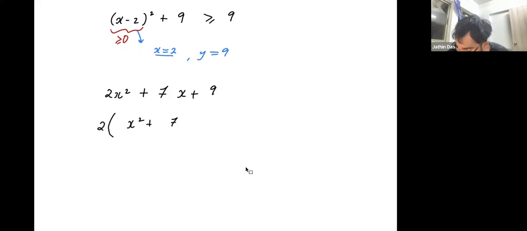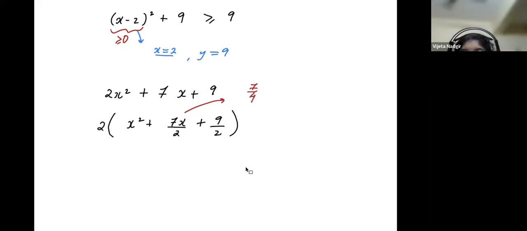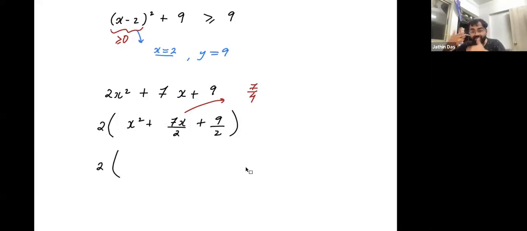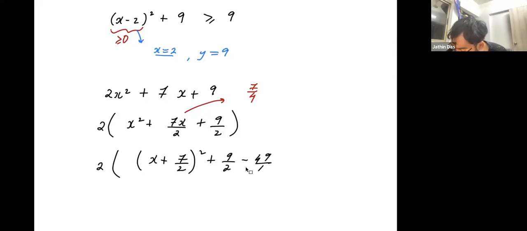So x square plus 7x by 2 plus 9 by 2. Now what is half of the coefficient of x? 7 by 4. Add its square. Slowly you will get the hang of it. So x plus 7 by 4 whole square plus 9 by 2 minus 49 by 16. If you have understood how to do this directly, then very good. I added its square, so 16 will come, right? Okay, correct.